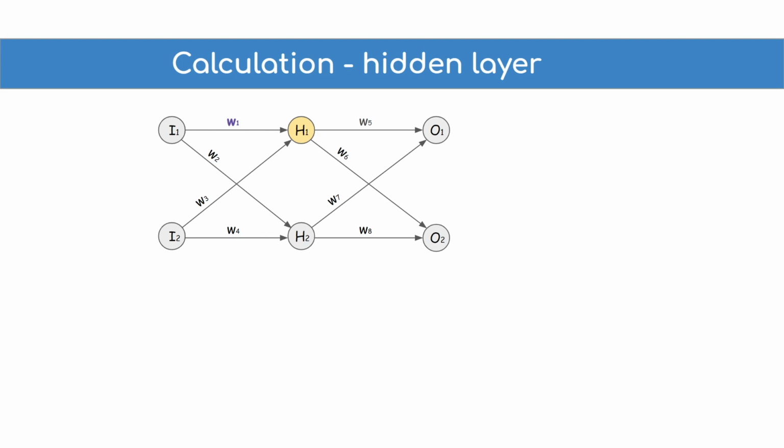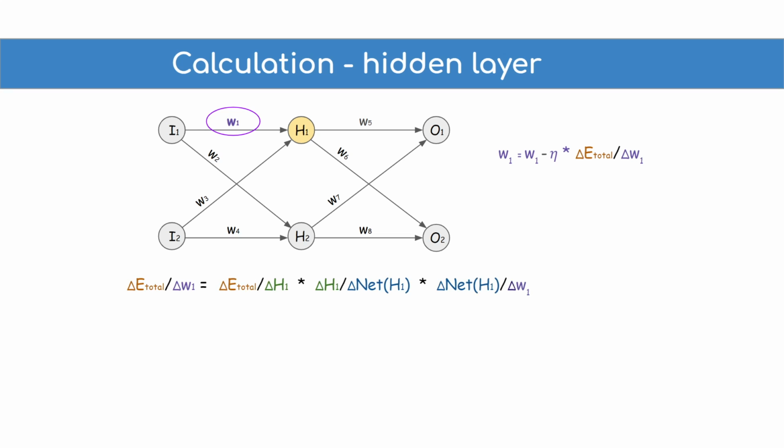Okay, now let's consider calculation for the hidden layer. Let's say we are going to optimize weight 1. So this is our well-known equation where we have the learning rate incorporated and the derivative of total error with respect to this weight. As previously, we cannot calculate this derivative directly. We need to apply the chaining rule as well. But now it looks a bit different.